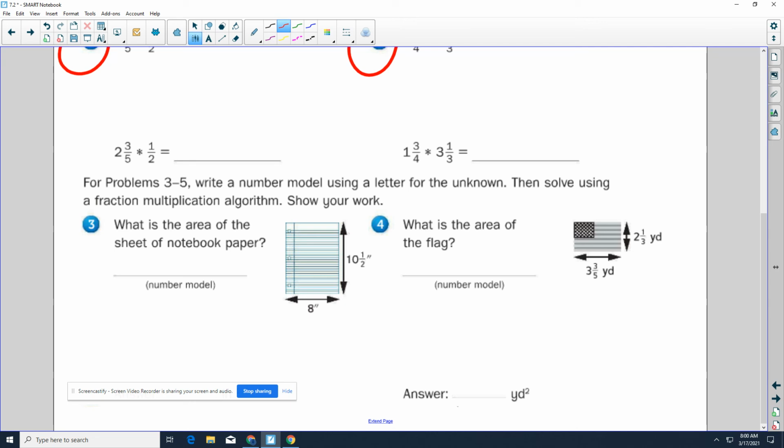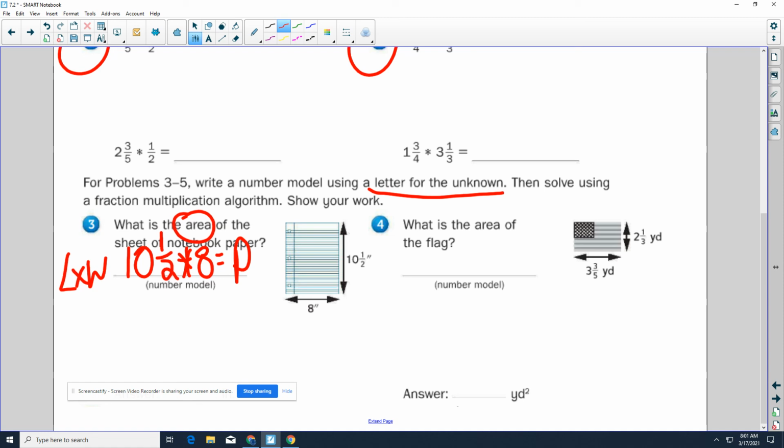Write a number model using a letter for the unknown, then solve using a fraction multiplication algorithm. Show your work. What is the area of the notebook paper? Well, I remember when I see area, it's length times width times height. Oh, that's actually volume. It's just simply length times width for area, right? And that's what I'm trying to find. Now, it does say to use a letter for the unknown. Unknown is our answer, so we don't know that yet. So we're going to say 10.5 multiplied by 8 equals, I'm going to say P for paper. You can put whatever letter you want there. And then you're actually going to go through and solve it.